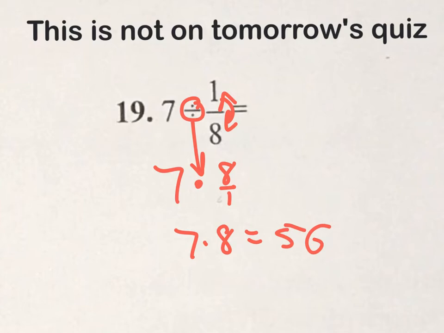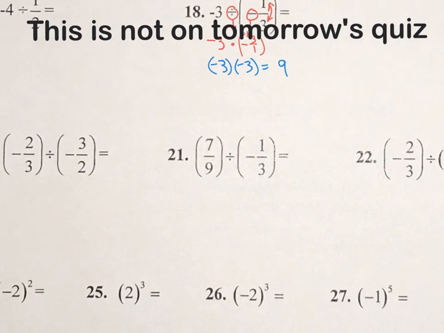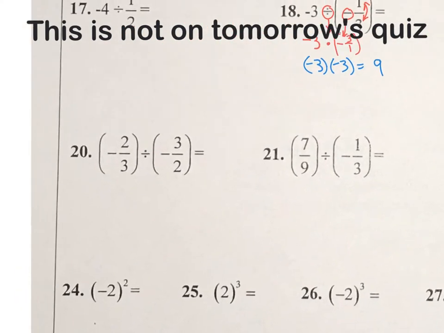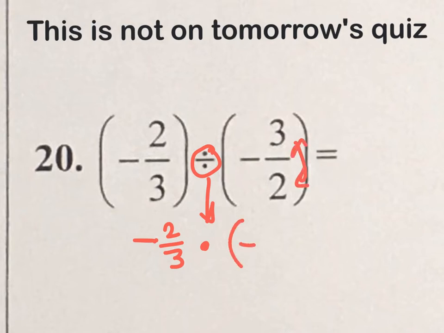Of course, if you had a fraction to start with, let's do number 20. -2/3, that does not change. -2/3 stays the same. This division changes to multiplication, and you flip the second fraction. So the sign stays, it's negative, but it's going to be 2/3 instead of 3/2. And then you multiply the way you normally would, the top with the top and the bottom with the bottom.